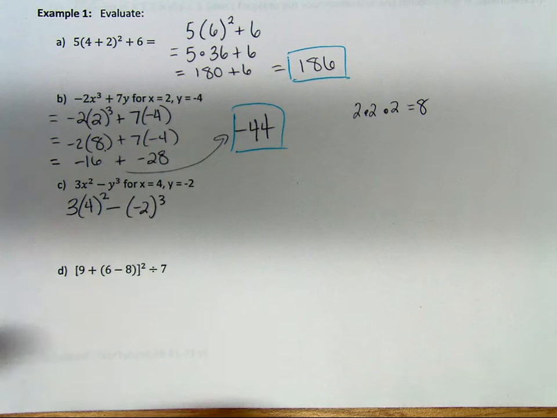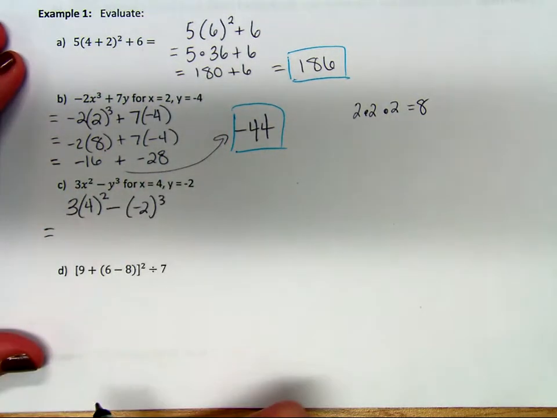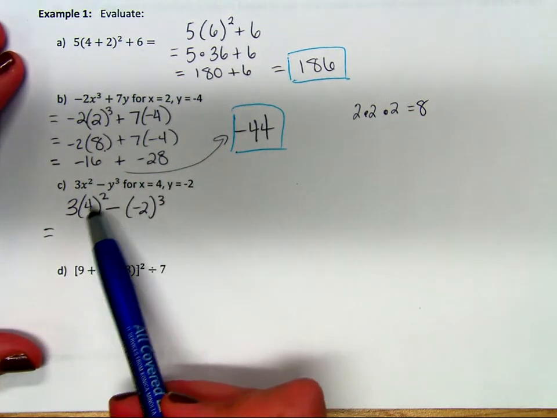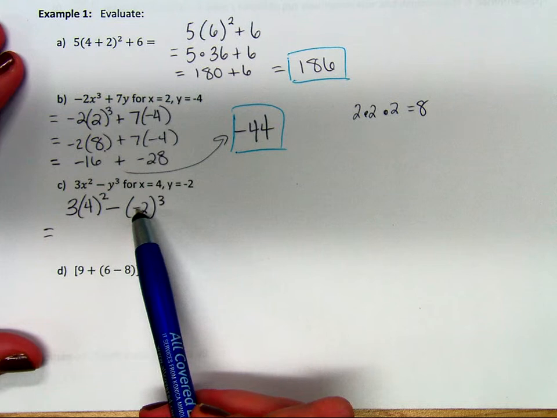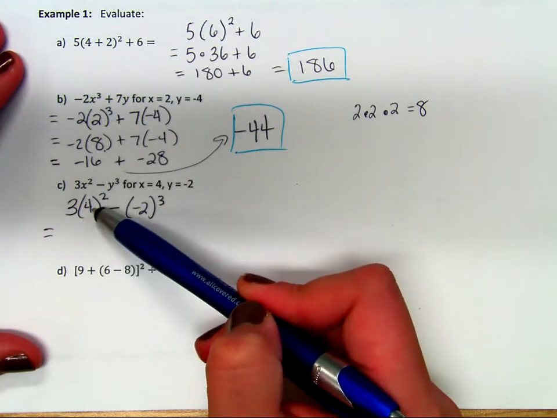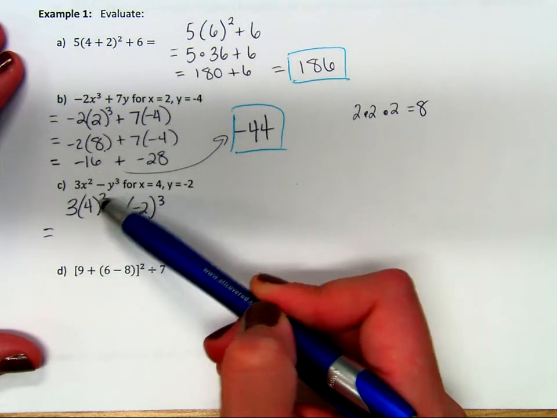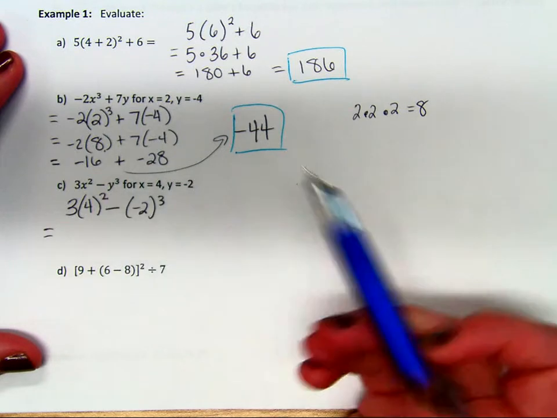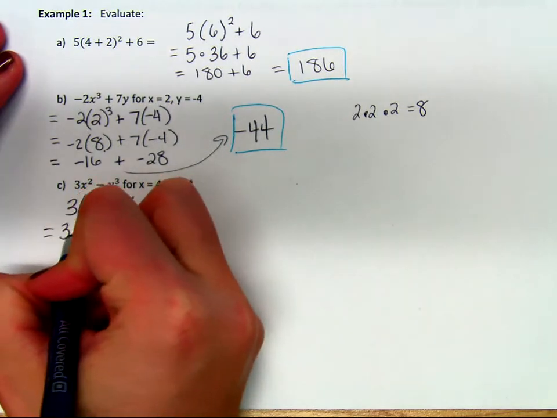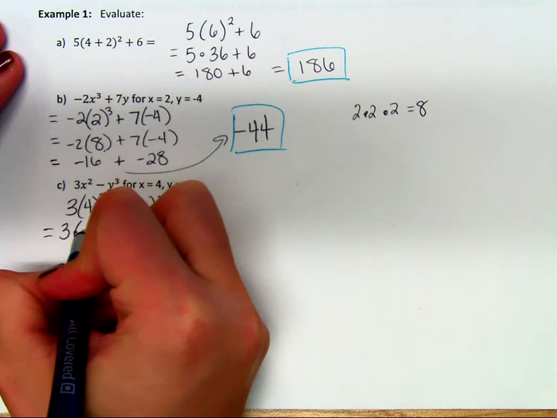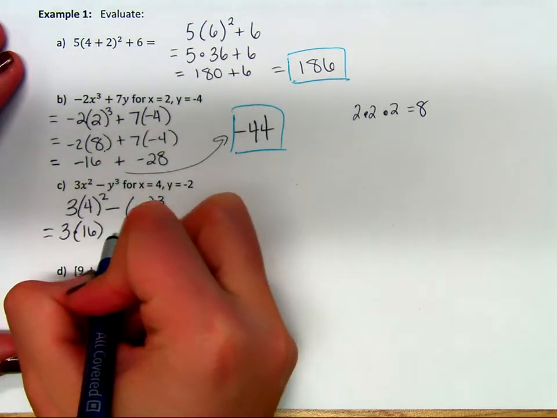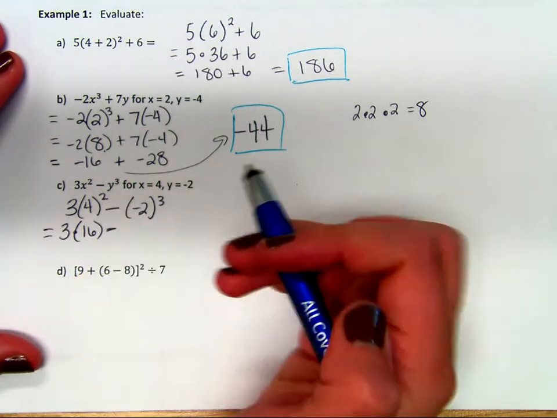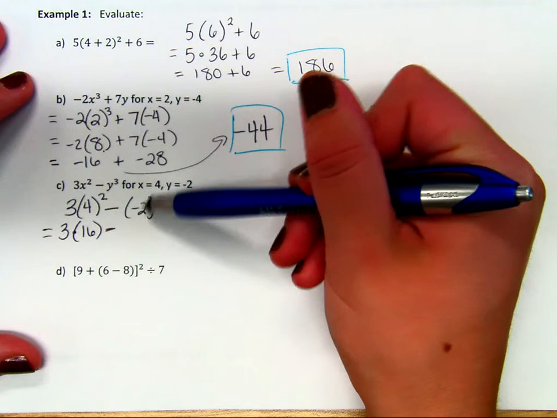Okay, so next I'm going to follow order of operations. I don't have anything I need to do inside of the parentheses, so next comes my exponents. So I'm going to do 4 to the second power next. 4 to the second power means 4 times 4, which is 16. So this is now going to become 3 times 16. Minus, so I have another exponent to do here.